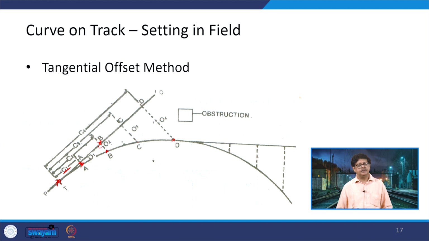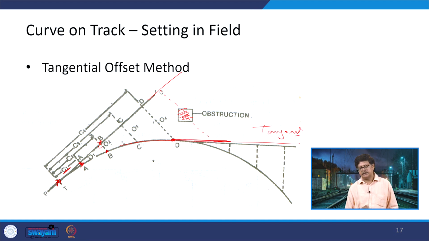But in this case there is a problem, there is an obstruction here. That means if I extend this tangent further, I will not be able to pass through this obstruction. So, it is better that as soon as we have got points like this, we create another tangent here. Now, let us take the distances on this particular tangent as C1 dash, C2 dash and so on, and then from there O1 dash, O2 dash, O3 dash. These are the points which we are going to get once we calculate this. So, if there is an issue in the field, this is one of the ways you can solve it.